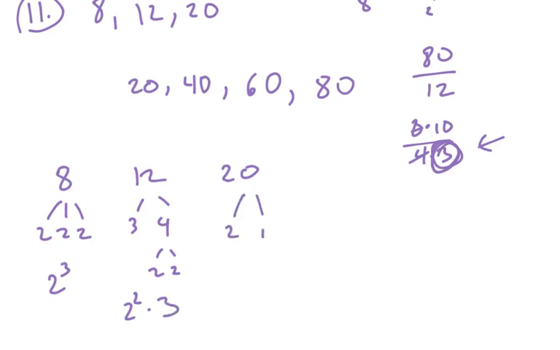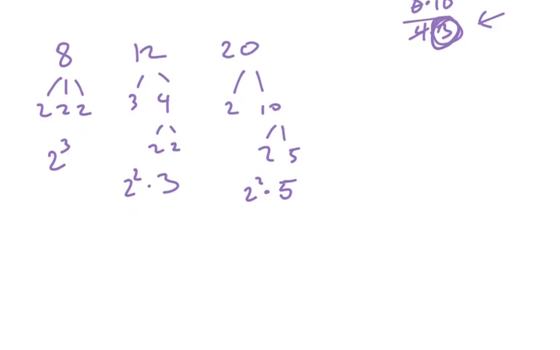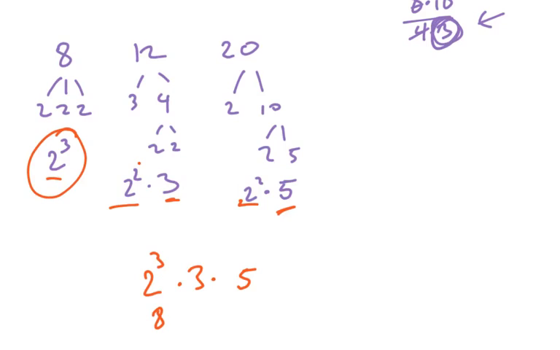20 is 2 times 10, which breaks down to 2 times 5. So this is 2 squared times 5. Now we take the highest power of 2's. Notice that both of these are 2 squared. Frequency doesn't matter, it's the highest. So we're going to take 2 cubed times, we only have 1 3, and we only have 1 5. And so this is going to be 8 times 3 times 5.